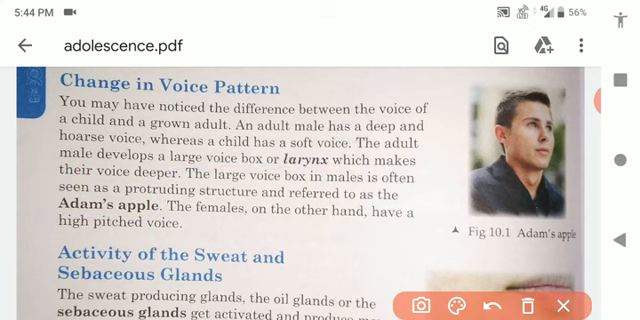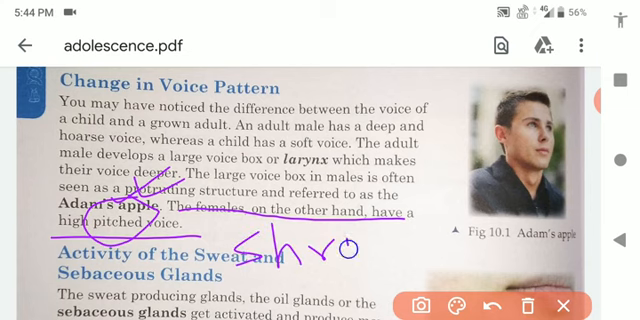Now the female, on the other hand, has a high pitched voice. This term you have already studied in physics this year, isn't it? So high pitch means shrill. Shrill means very thin sound.